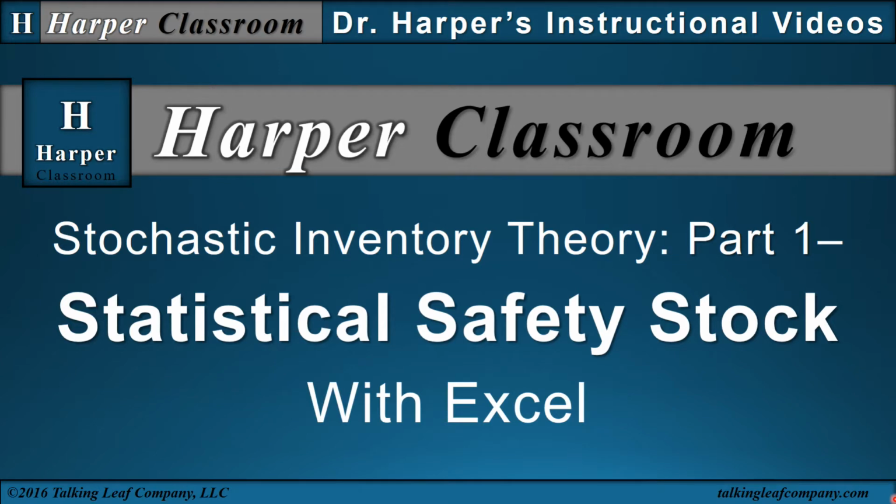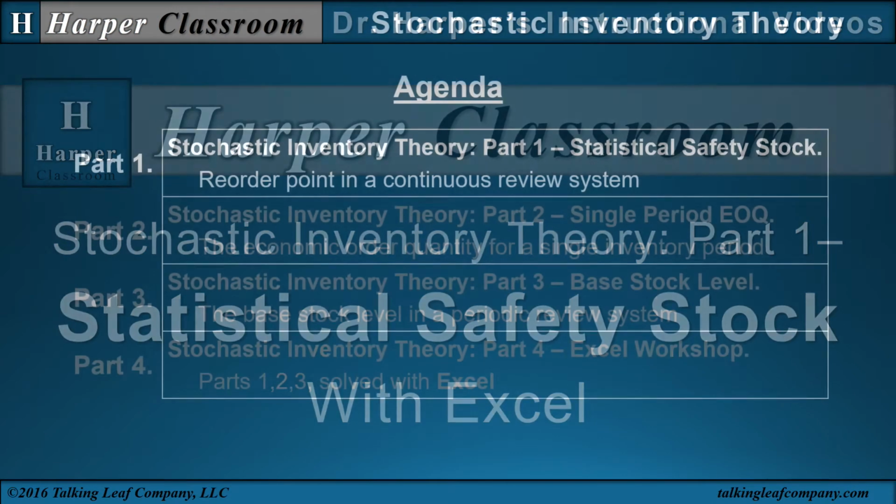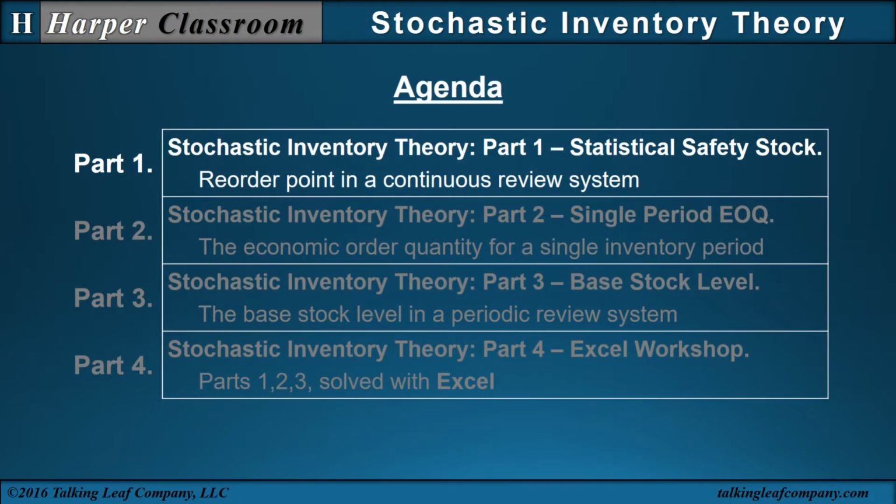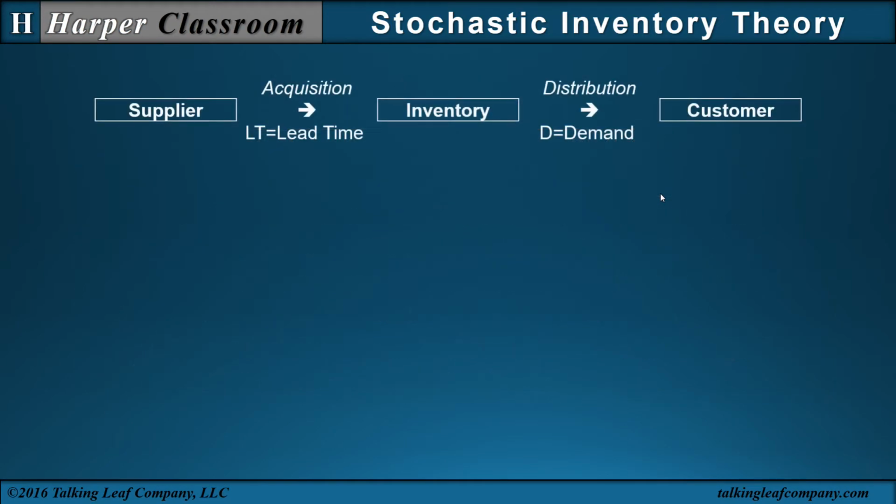I'm Dr. Harper. This video is on Stochastic Inventory Theory Part 1, Statistical Safety Stock with Excel. This is Part 1 in a 4-part series in Stochastic Inventory Theory. The Statistical Safety Stock is part of the reorder point in a continuous review system.